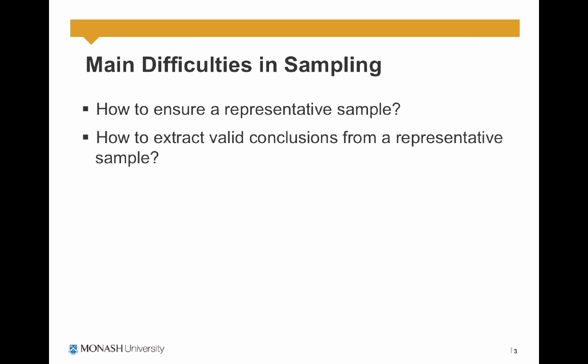If your sample does not agree with the characteristics of the entire population, for example, if your sample has a different population demography than your population, or it covers a different geographical area from the entire population, it is very likely that your sample is not representative of the population. There's another difficulty in sampling, which is how to extract valid conclusions from a representative sample. After you collect a representative sample, how can you make sure you extract valid conclusions from it?